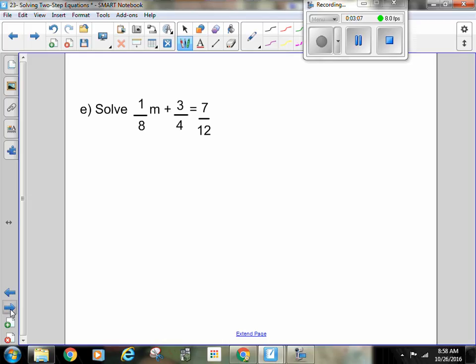All right, looking at E, E has fractions. Fractions, don't change them to decimals. If you get the problem in fractions, that means they want the answer in a fraction. Okay, so we're going to do the same thing. We're going to isolate the variable term, so we're going to subtract 3/4 from both sides. Okay, so that cancels, and we're left with 1/8m equals.